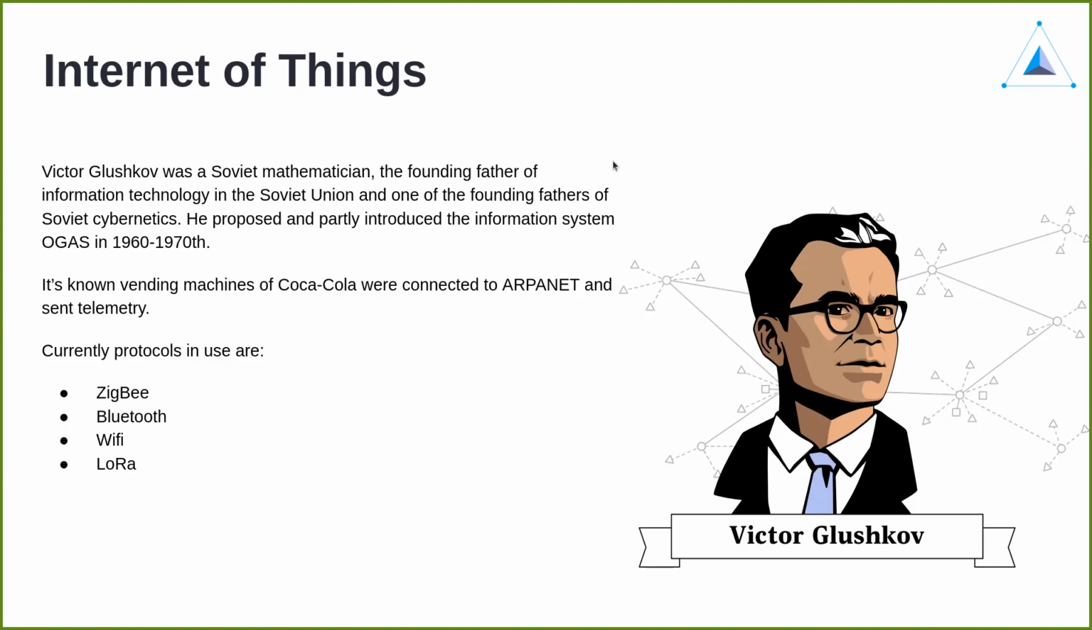If you know the history of the Soviet Union, it had a planning system. Every 5 years, they built a plan for the next 5 years. So now we would say that Viktor Glushkov started to build an IoT system that would collect data from industries and provide this raw data to analyze to make better planning decisions. Also, it's known that Coca-Cola vending machines were connected to ARPANET to collect telemetry and report the resources left in the vending machines. So the idea to collect data from small devices to control the workflow or living flow is not new.